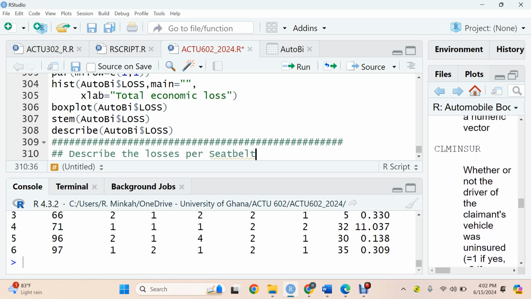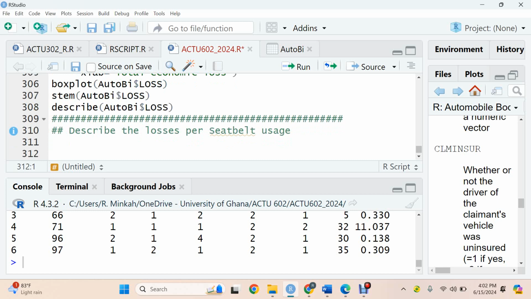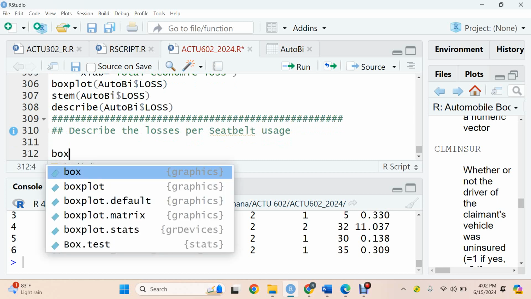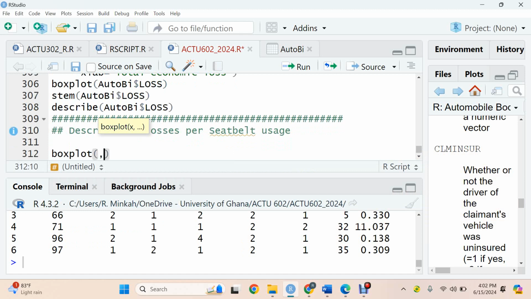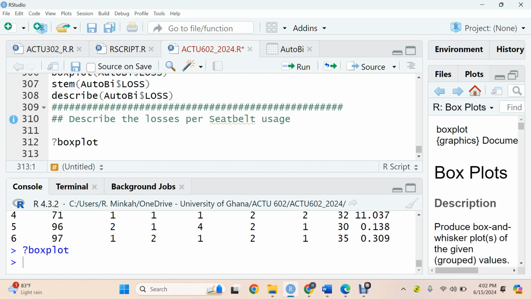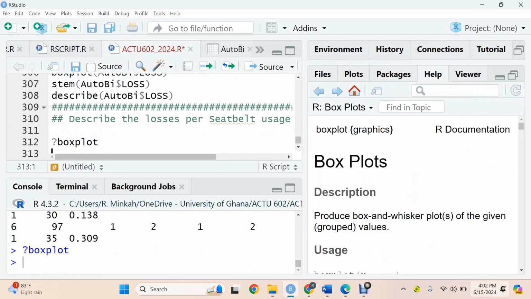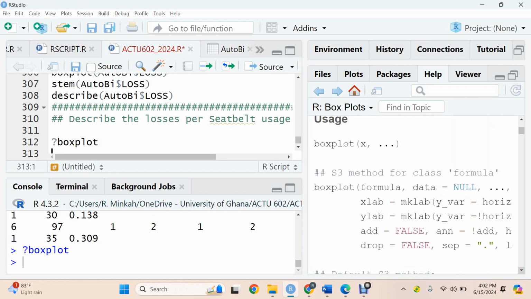Seat belt usage, right? Something like that. Okay. So the first one is box plot is good. So this is what you do. First of all, maybe I should go back to the help files for box plot. I talked about this when we did it, but let me go back so that people will remember. Okay, so the box plot, you see this.